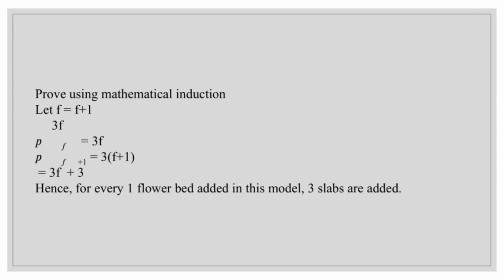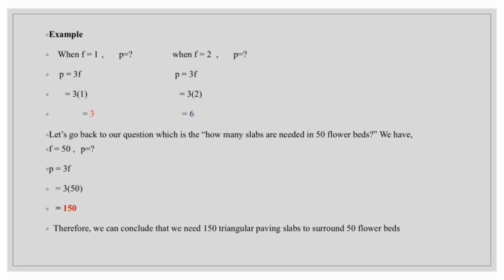So yung 3 natin dito, for every one flower bed added in this model, 3 slabs are added. Pinakita natin dito kung ilang slabs yung nadadagdagan kada bed. Since we already have a formula, ngayon gagawa muna tayo ng mga example. Meron dito, when f is equal to 1, ano naman yung paving slabs natin? So, P is equal to 3F, then substitute the value of F, which is 1. 3 times 1 is equal to 3. So, yung paving slabs natin, sa isang flower bed, meron 3.